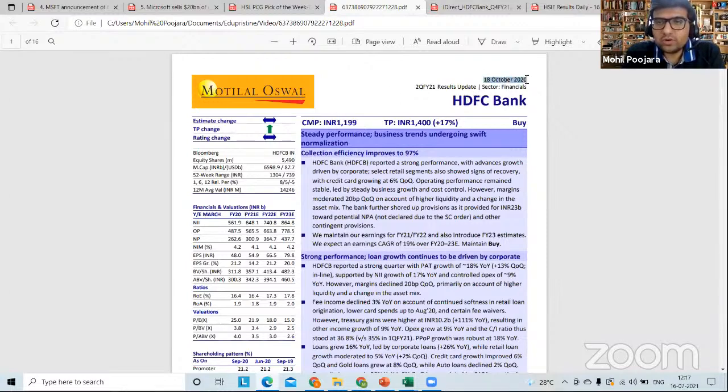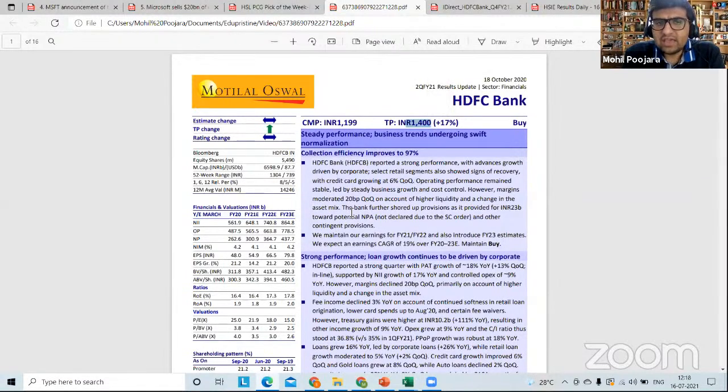On 18th October 2020, which is about 9 months back, Motilal Oswal released a report on HDFC Bank, where on 18 October, the share price for HDFC Bank, CMP meaning current market price, was 1199 rupees, which is 1200 rupees approximately. Motilal Oswal gave a buy rating. They asked the investors to buy shares of HDFC Bank on 18th October, and they said that the target price for the shares of HDFC Bank is 1400 rupees.